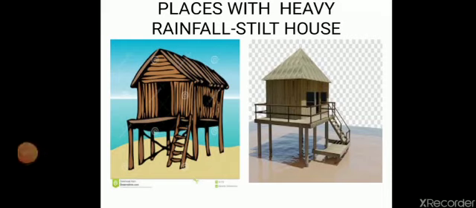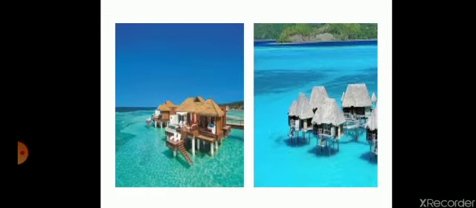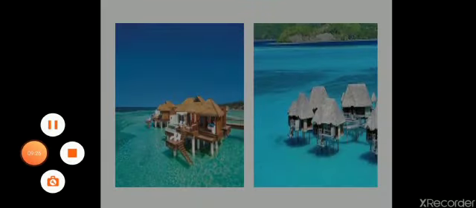Houses which are raised by using stilts are called stilt houses. So, in places where there is heavy rainfall, there are stilt houses. You can see a table-like figure, right? A house on a table, in a very easy way. If I want to explain to you, a house on a table-like thing is called a stilt house. You can see these beautiful stilt houses.